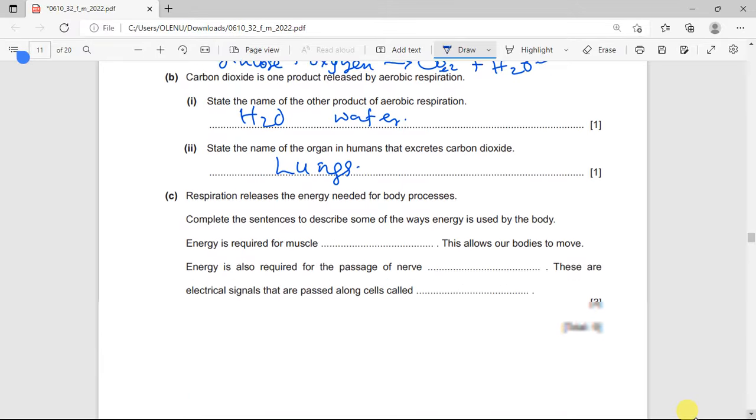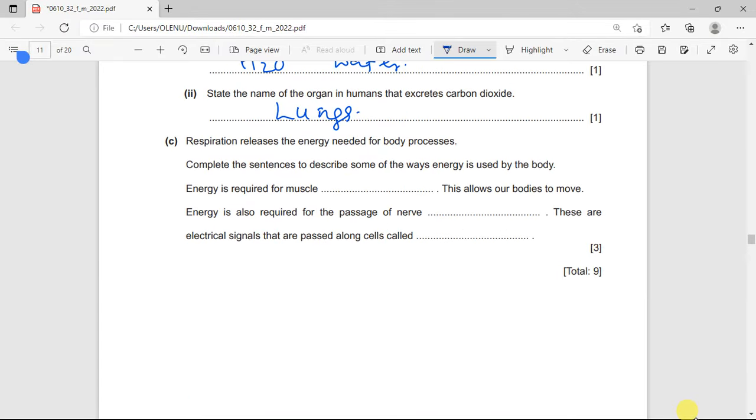Simple. Now, respiration releases the energy needed for body processes. Complete the sentence to describe some of the ways energy is used by the body. Energy is required for muscle contraction. These allow our bodies to move. Now, energy is also required for the passage of nerve impulses.